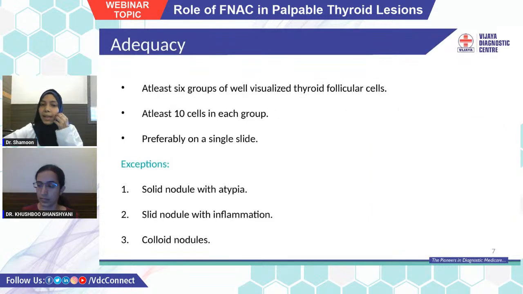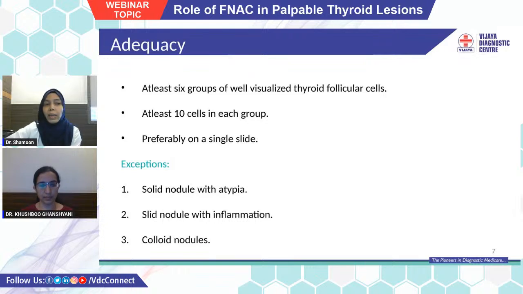Now let us see what is the adequacy criteria provided by Bethesda 2023. There should be at least 6 groups of well-visualized thyroid follicular cells, at least 10 cells in each group, and preferably on a single slide. There are few exceptions to this, like solid nodule. A sample that contains significant cytological atypia is never considered non-diagnostic or unsatisfactory. It is always satisfactory and should be reported.